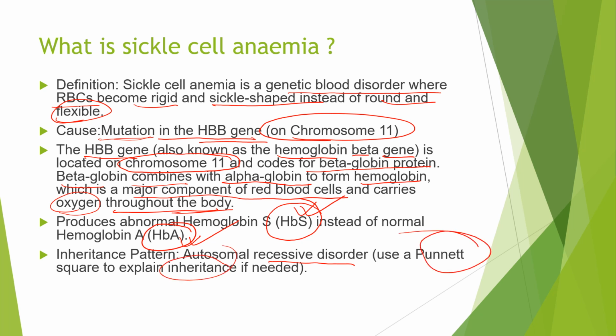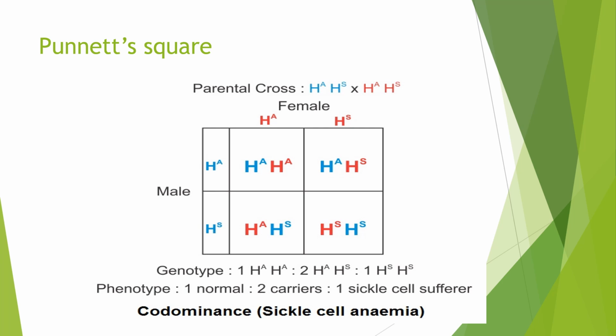If both the parents are having recessive genes for sickle cell anemia, then it will be inherited in the next generation. So let us see in this Punnett square what is happening. In the parental cross, both the father and the mother are carriers. The sickle cell gene is present as a carrier, and it is a recessive trait.